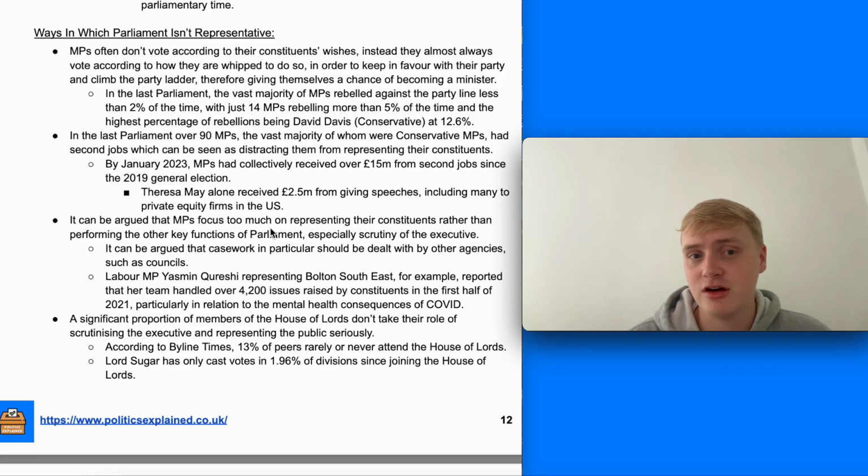Effectively, Theresa May, for example, received £2.5 million alone from giving speeches when she was a backbencher after being Prime Minister, including many to private equity firms.